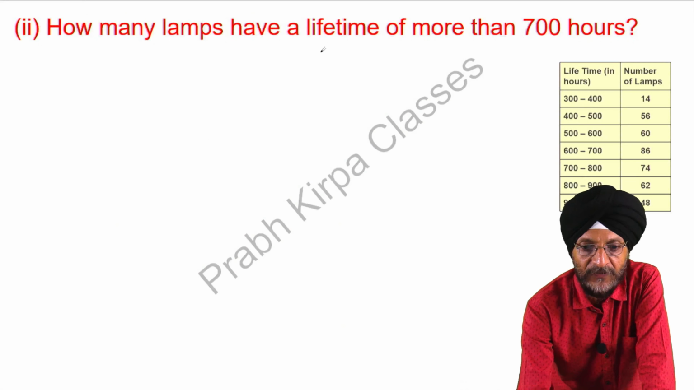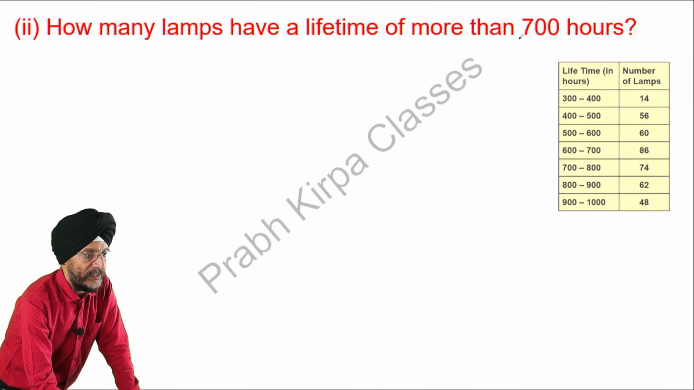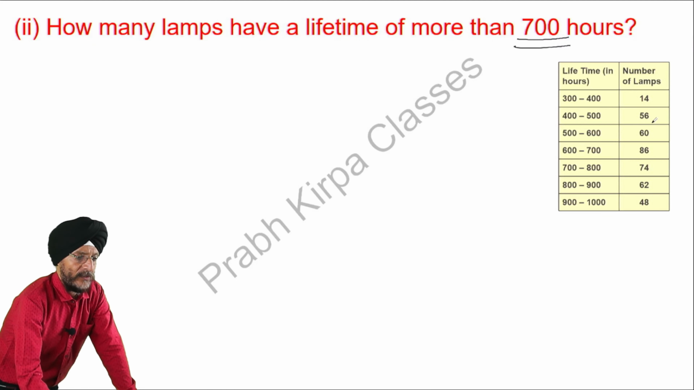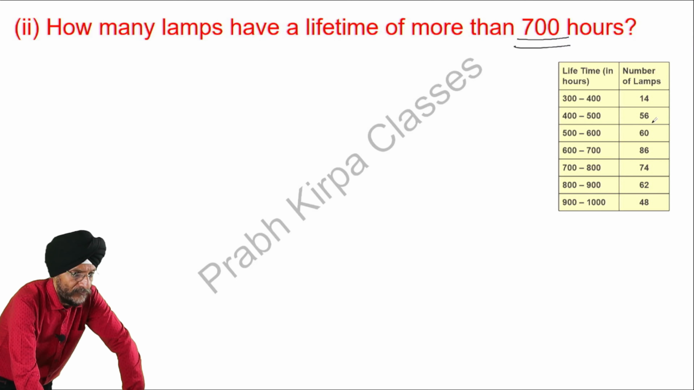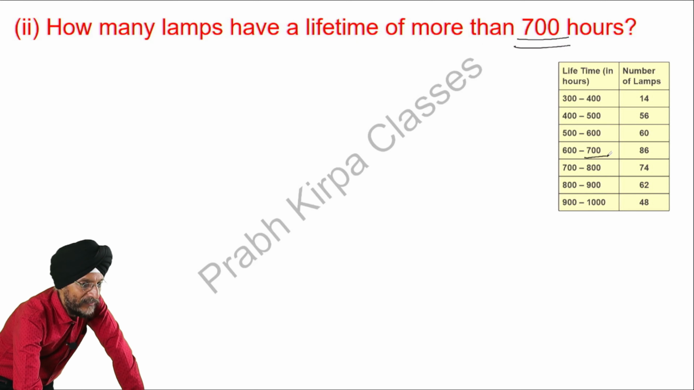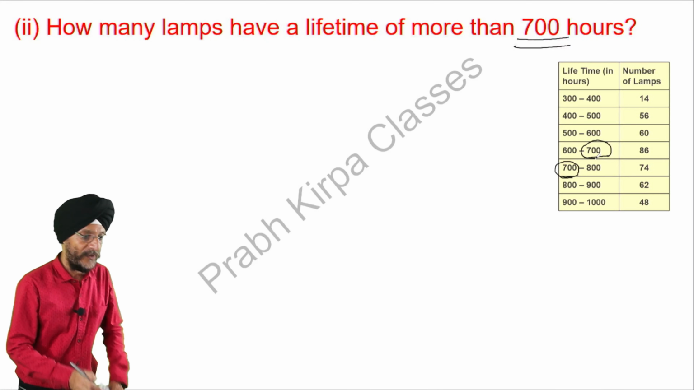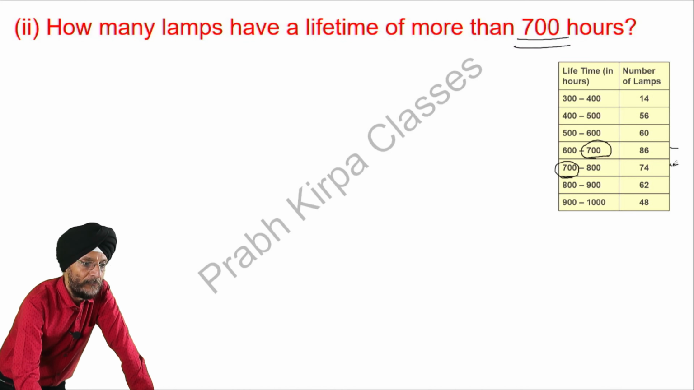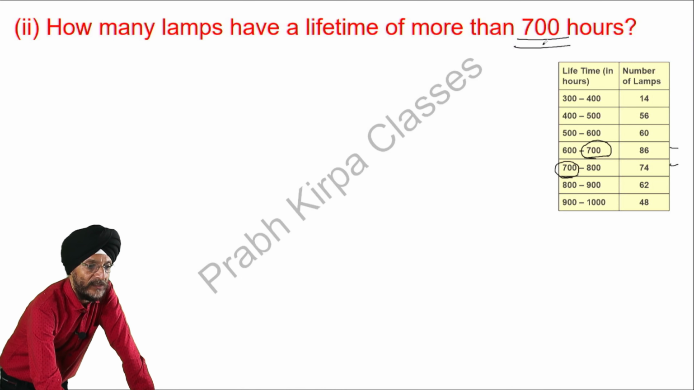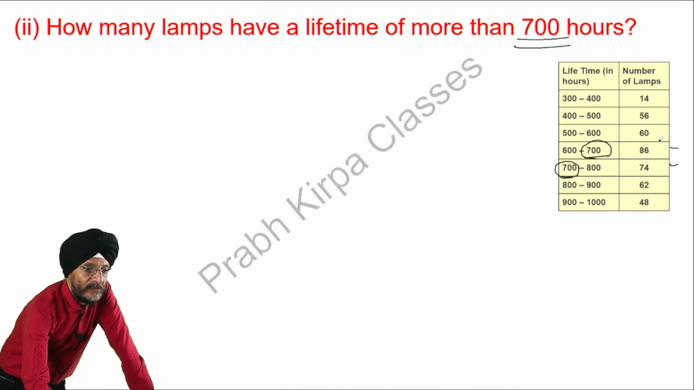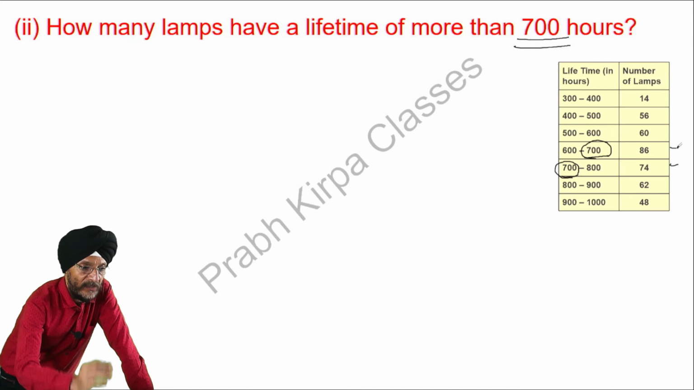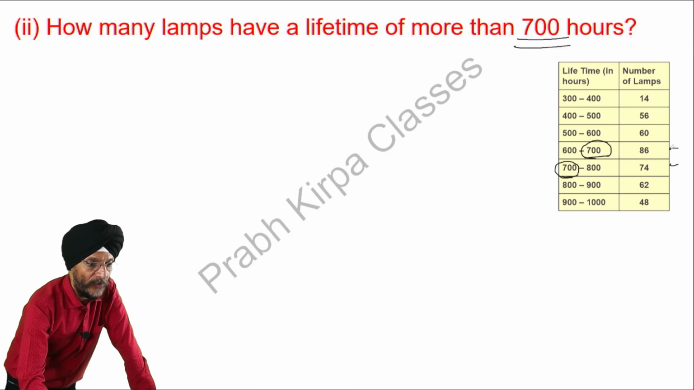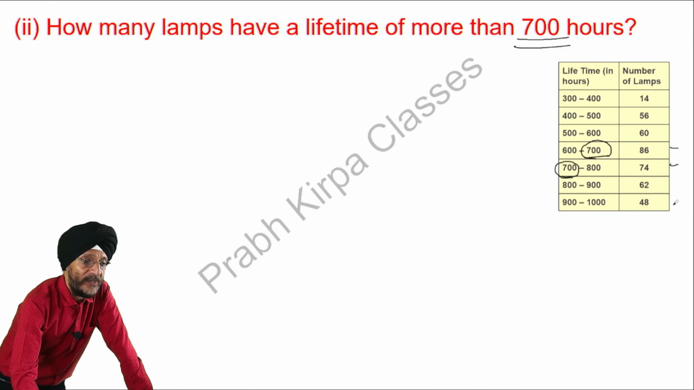How many lamps have a lifetime of more than 700 hours? Now we go through this data. Now 700 is mentioned here at 2 points. Now this is the problem. What to do? Whether we should count from here or we should count from here. Lifetime of more than 700. If we count from this, there will be many more lamps. If we count from this, the number of lamps will reduce.